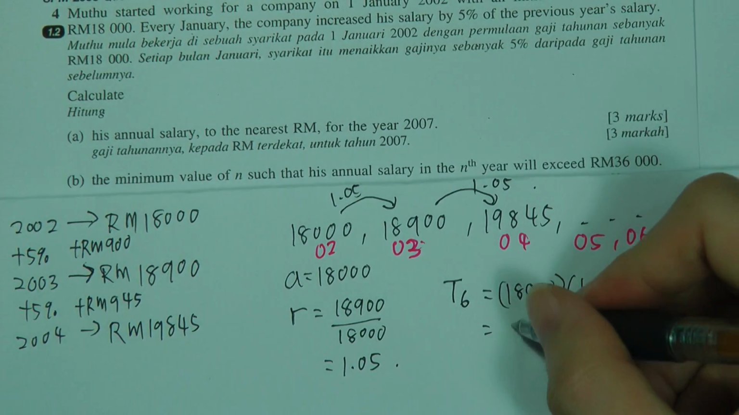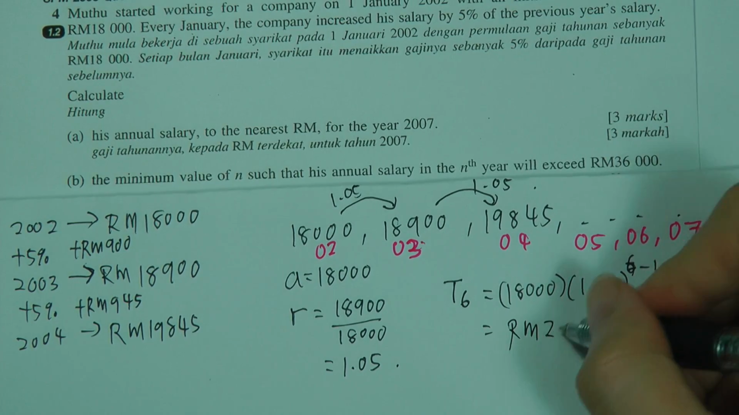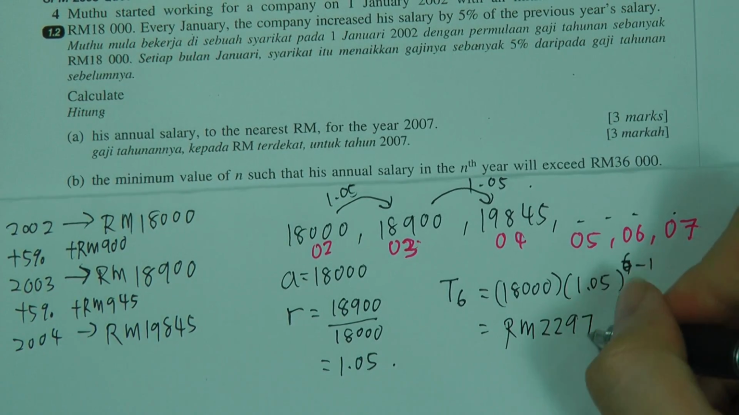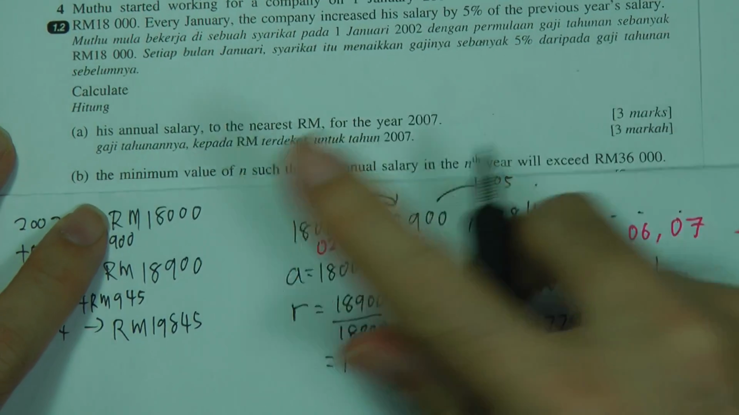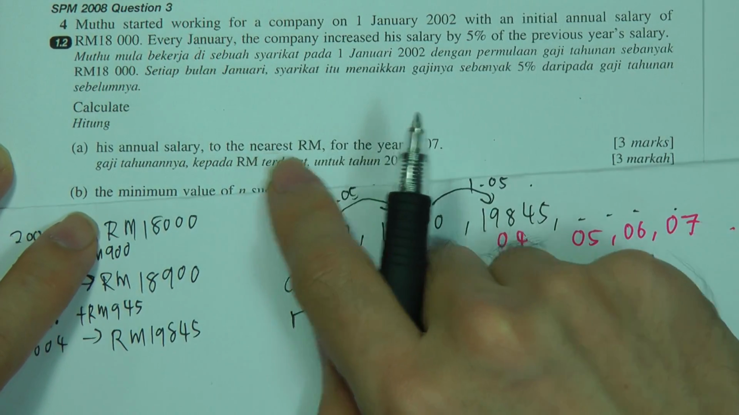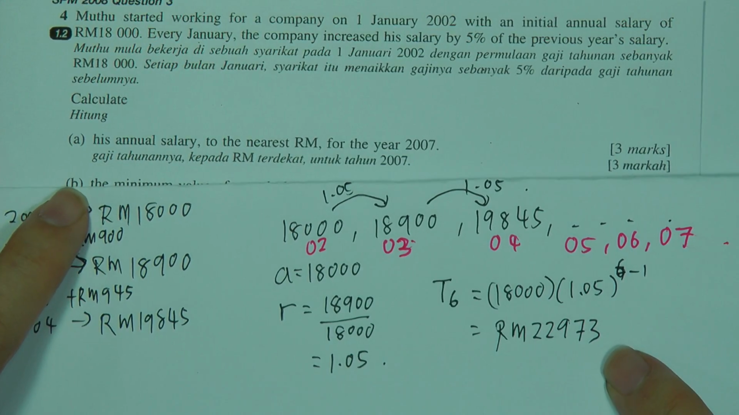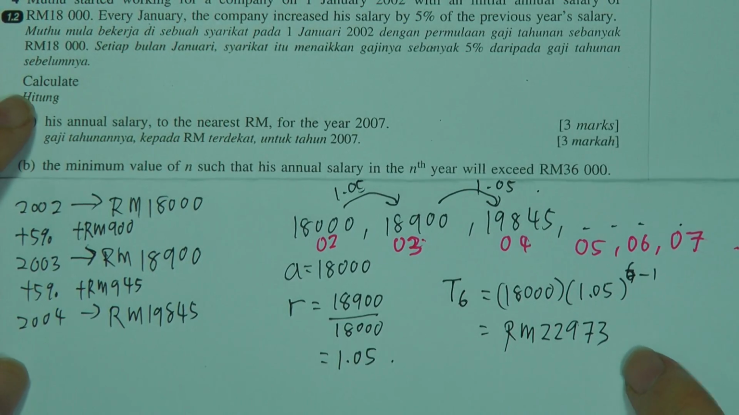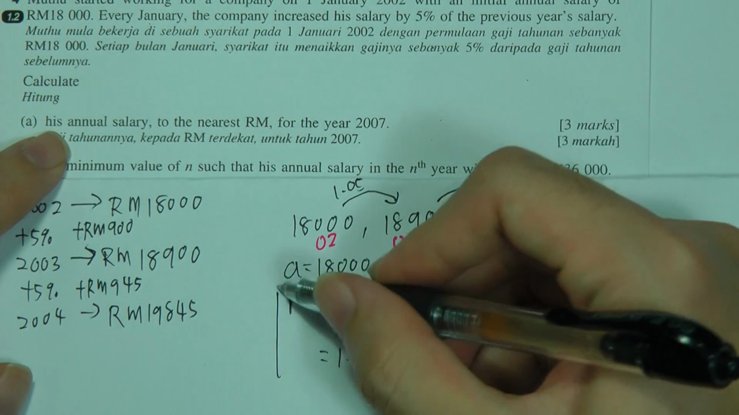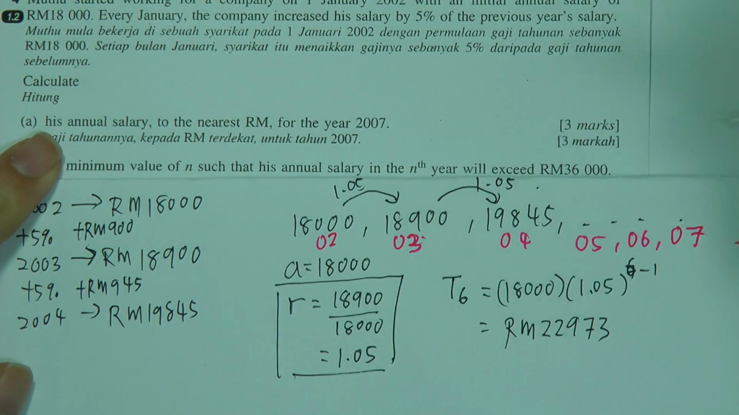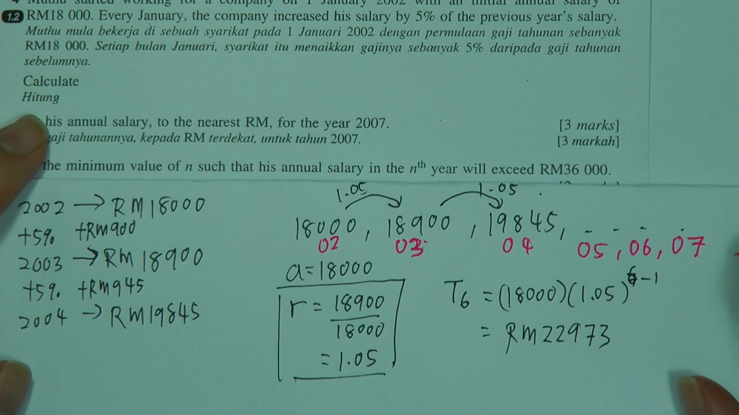So actually you can get RM22,973, because he says here to the nearest RM 1, so actually I didn't take the decimal. So this is the answer for part A. The dangerous part is the r, because a lot of students make mistakes on the r.